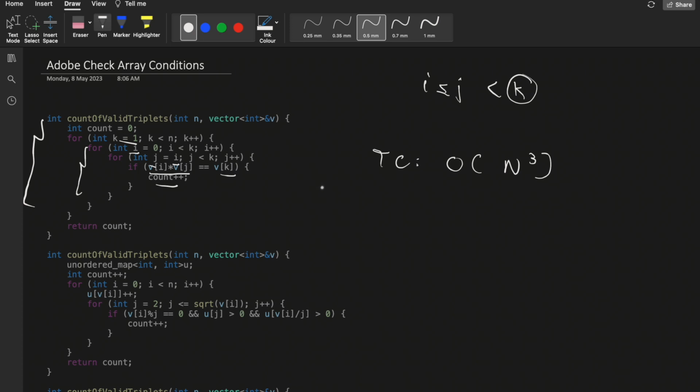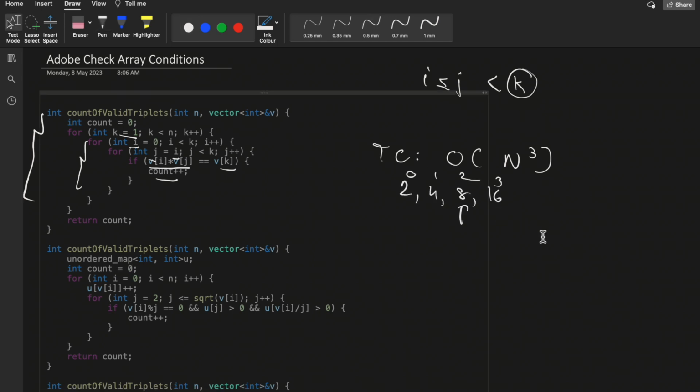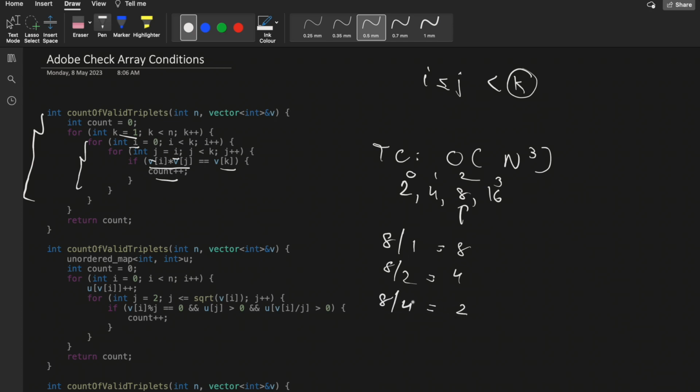So one thing you can do is, for any given array like this, 2, 4, 8, 16, let's consider 8. Now we know what all numbers can divide it. So 8 divided by 1 is 8, 8 divided by 2 is 4, 8 divided by 4 is 2. So these numbers, like 2 and 4, can divide the 8. Okay, we know that. Now for each number of this array we can find what all numbers can divide this.